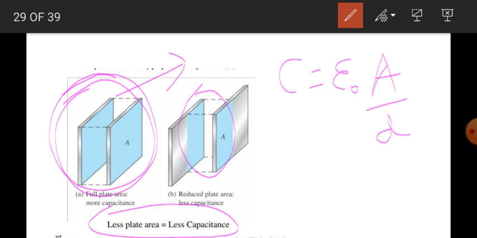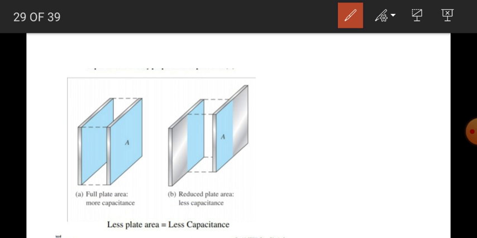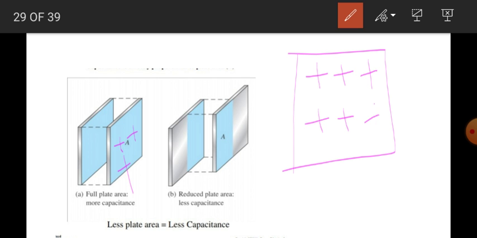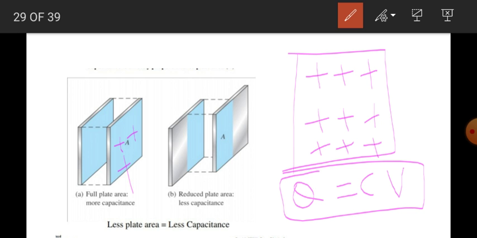Obviously, what is the meaning of this actually? In this case, they will hold more charge, right? Large plates mean they will hold more charge. So this is what a capacitor does actually. They store charge. So if the area is more, they will store more charge, and capacitance will be more. Q is equal to CV, according to the formula we have seen previously.